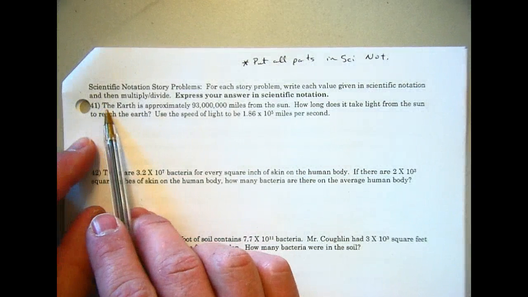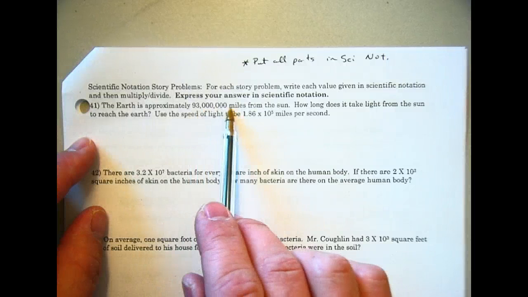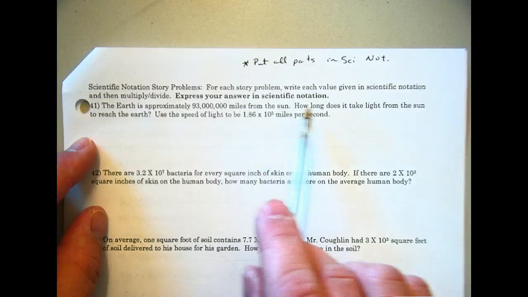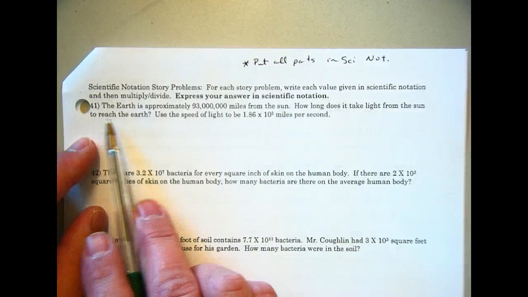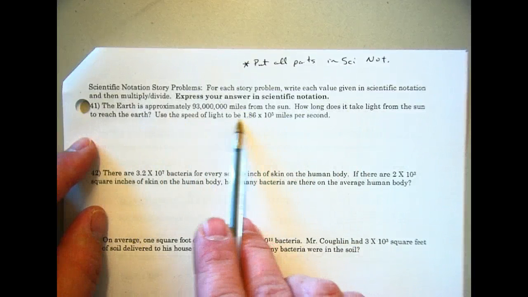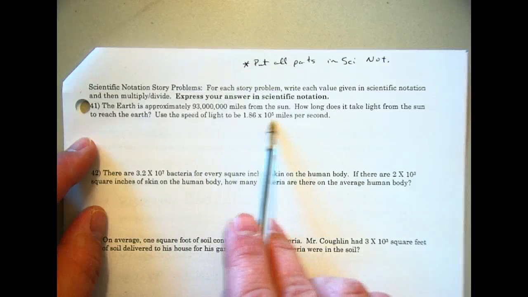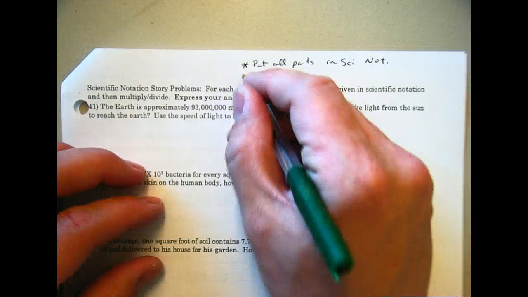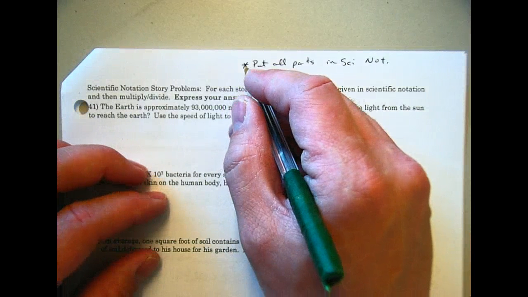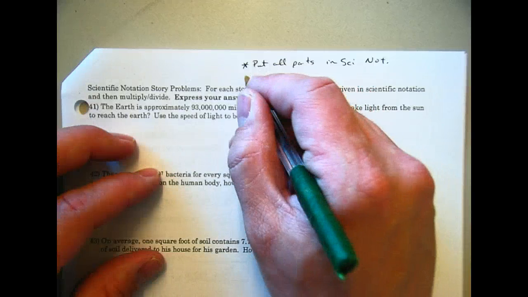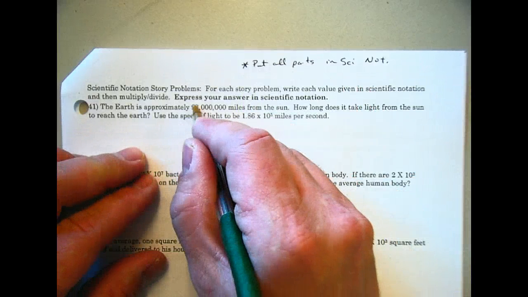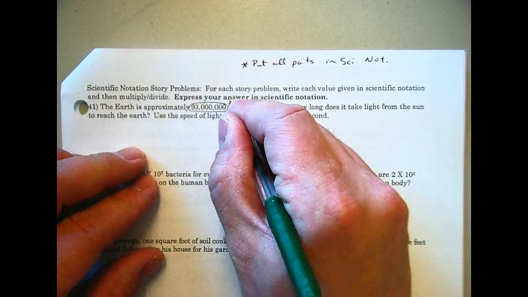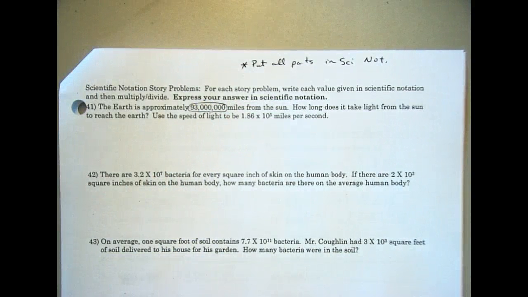So number 41 says the Earth is approximately 93 million miles from the Sun. How long does it take the light from the Sun to reach the Earth? Use the speed of light to be 1.86 times 10 to the 5th miles per second. The problems are either going to be multiplication or division in these, because that's what we're practicing. So when we're looking at this, everyone write it in scientific notation.